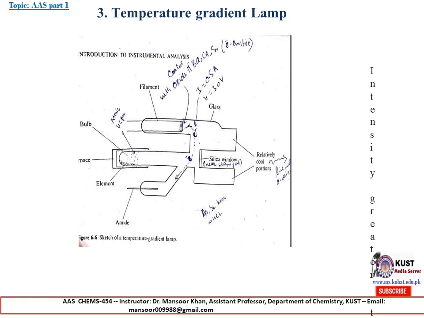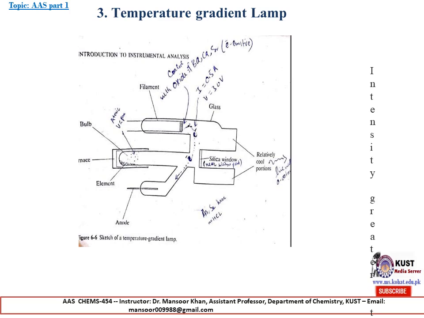The third important line source used in atomic absorption spectroscopy is the temperature gradient lamp, and this is its block diagram. Its intensity is greater than the hollow cathode lamp's emitted light of 0.001 nanometer. The filler gas is argon at a pressure of 1 to 5 bar, mostly used for arsenic and selenium.